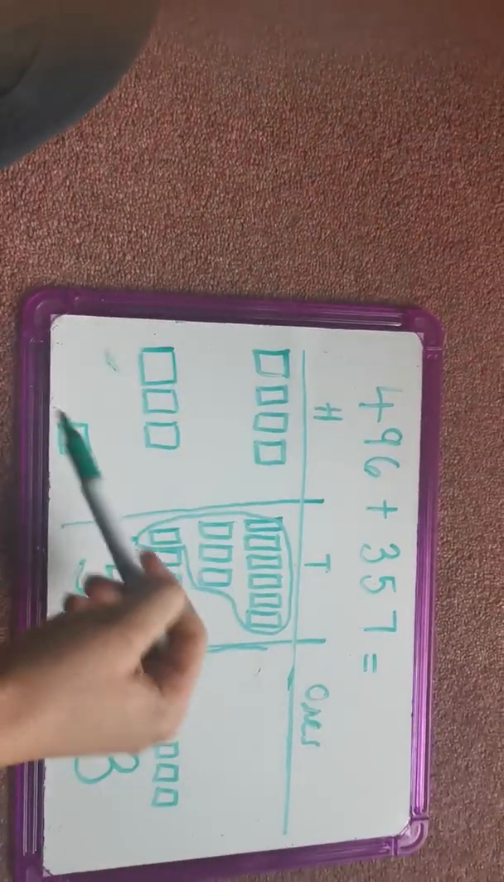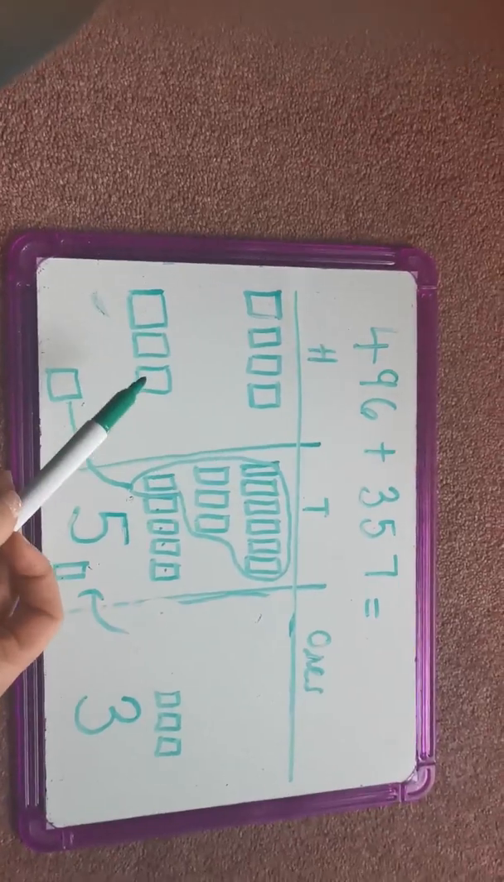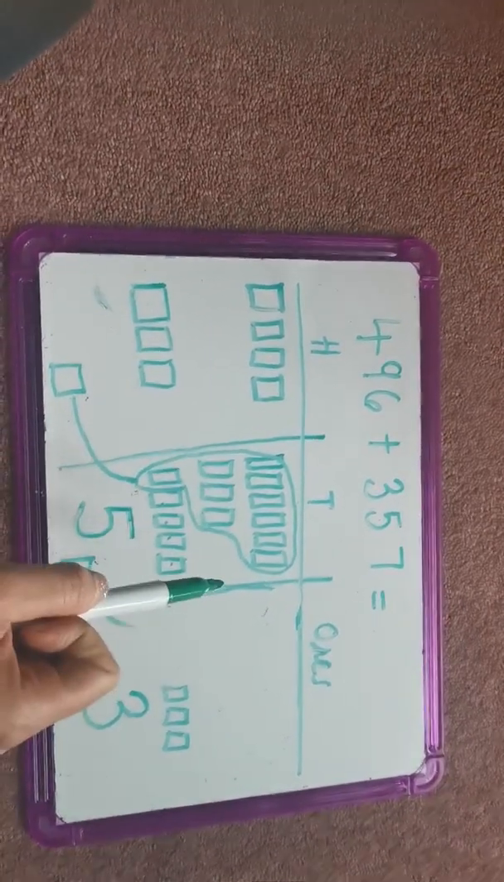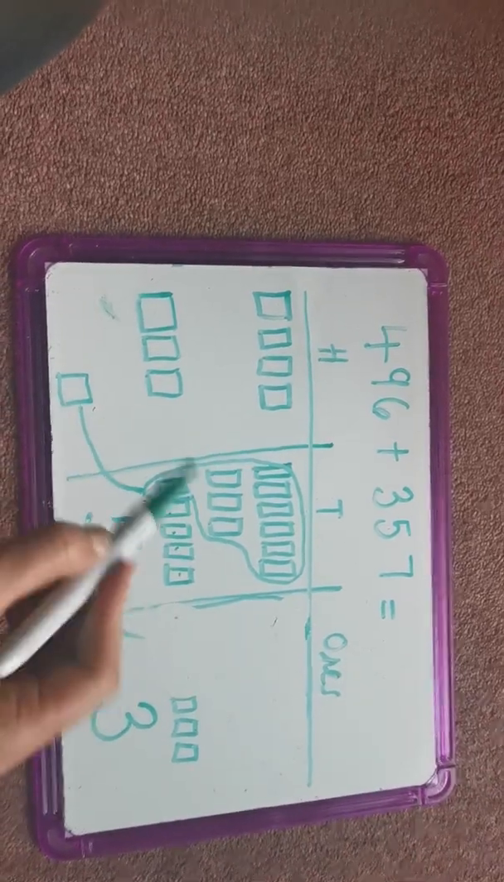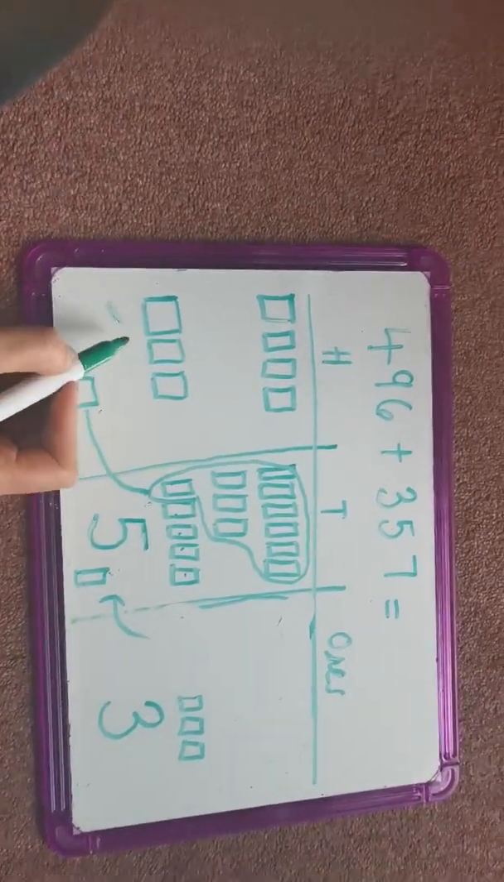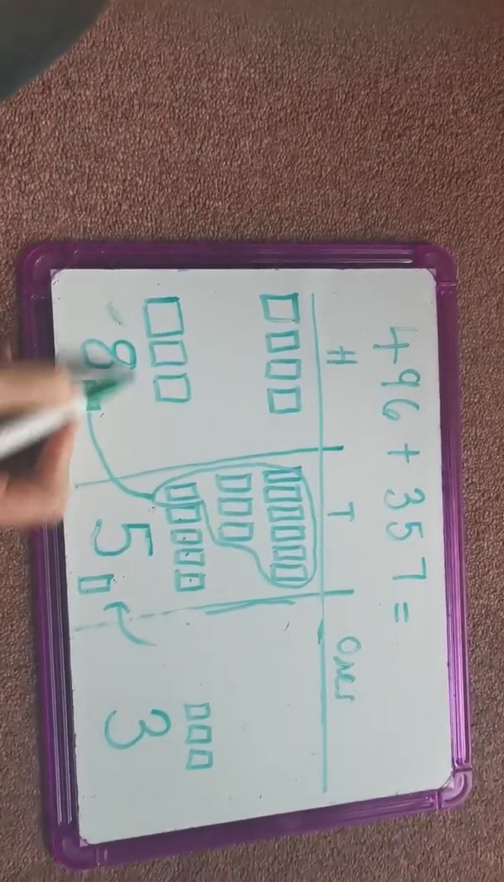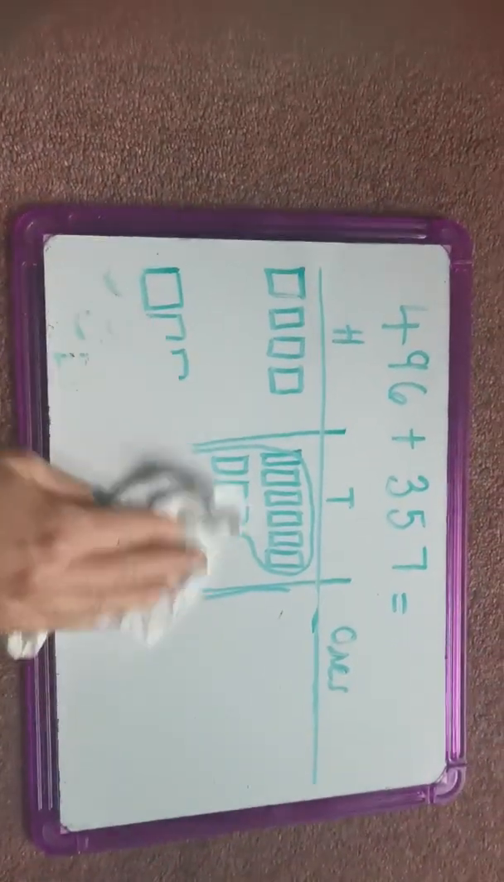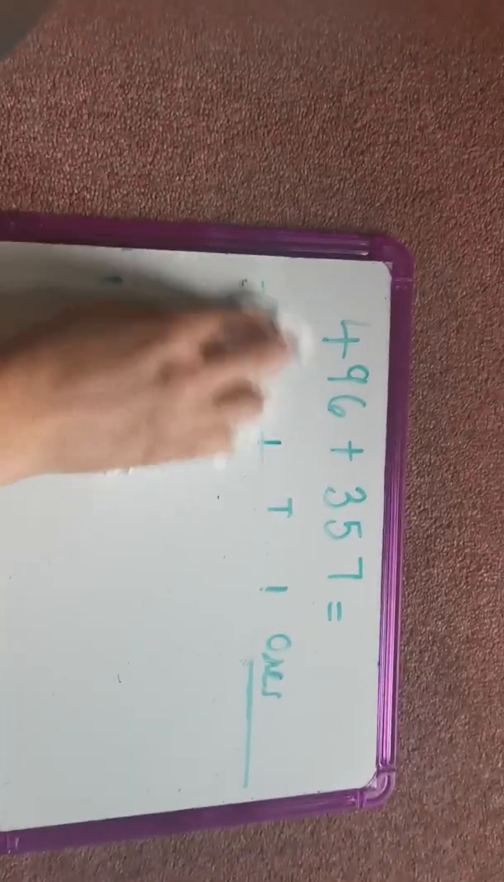Now I haven't got rid of any of my hundreds. I've still got them there because I'm not subtracting. So I know that 400, 300 is 700 plus my extra one, because I need to make sure that I include that one, is 800. So the answer is 853. Okay, I hope that makes more sense when you're regrouping.